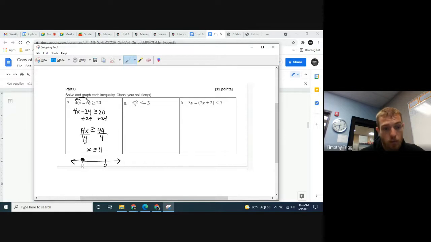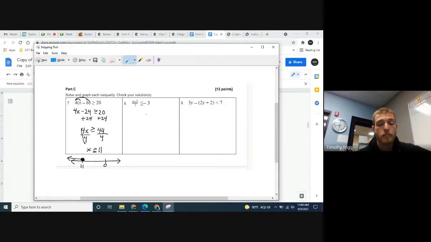Okay, so if it has greater than or equal to, so it has this equal part, then we want to shade that in. Now, in our case, x is greater than or equal to, so that'll be the numbers over here, right? These numbers over here are greater than 11. Okay, and when it says graph it, that's as much as I want.